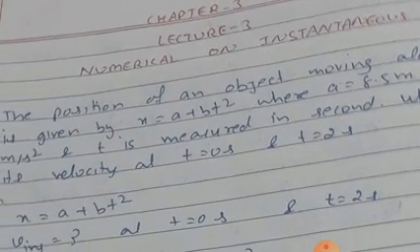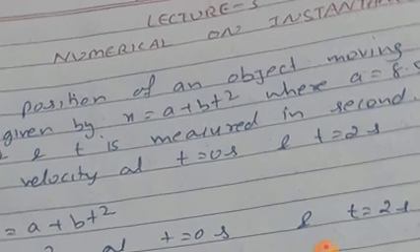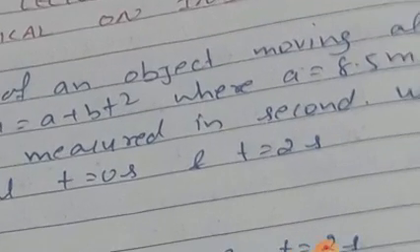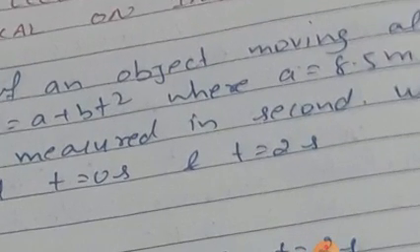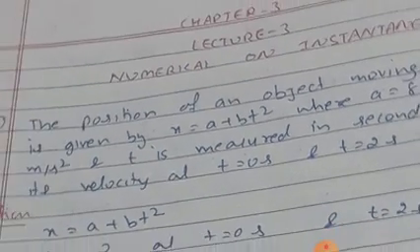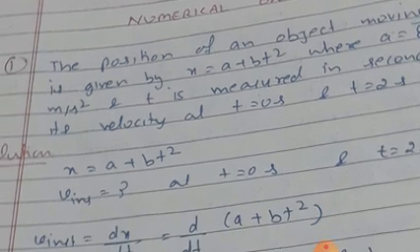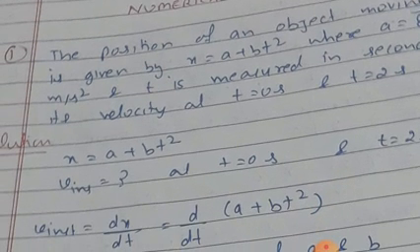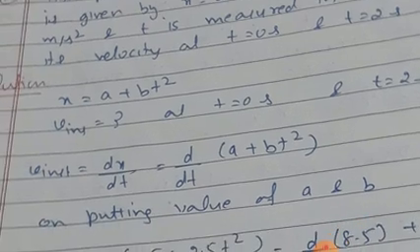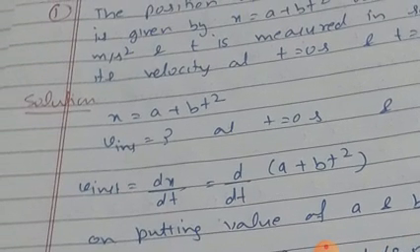See here, we have to find out the velocity at t = 0 second, meaning at a particular time, or velocity at t = 2 second, meaning at a particular instant of time. So it is understood that we have to find out the instantaneous velocity. The word instantaneous is not given in the statement, but from the term it is clear that when we measure velocity at t = 0 or at t = 2, it will be instantaneous velocity. So let us start to solve it.